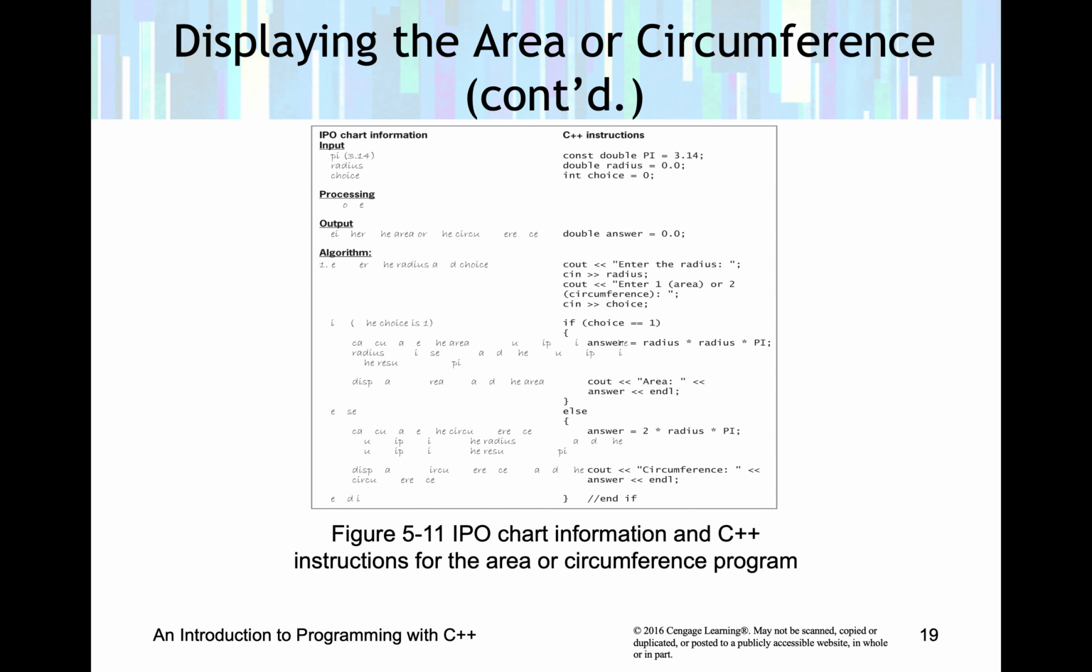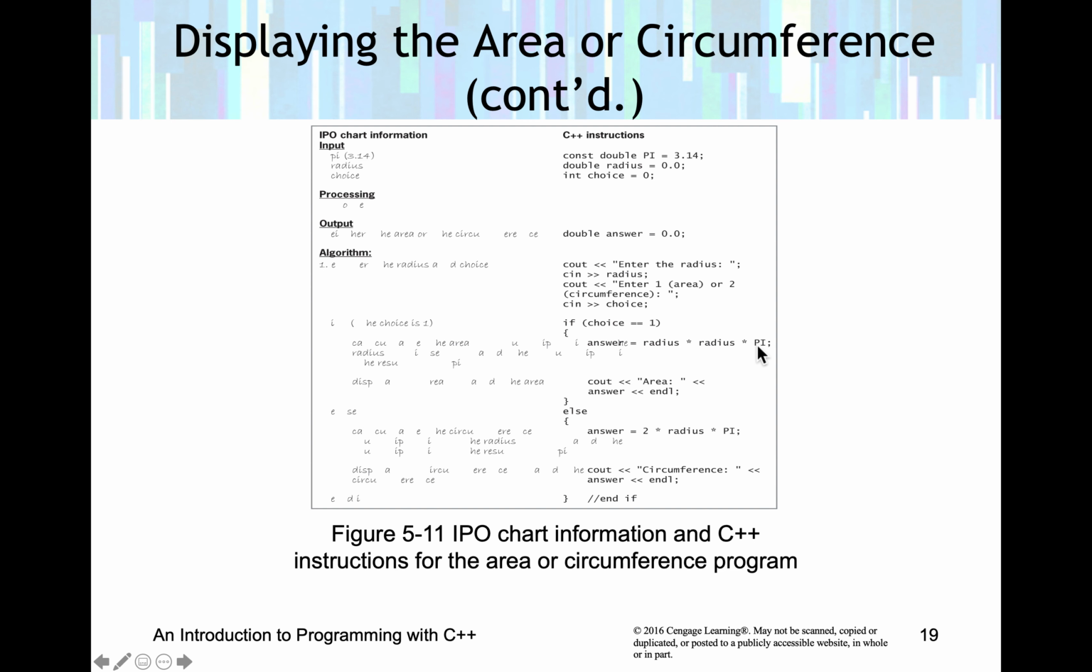If they enter 1, then it's going to have a certain calculation, which is the calculation for the area. And if they enter 2, they'll have the calculation for the circumference. So here's your if statement. If choice is equal to 1, two equal signs. Choice is an integer, 1 is an integer. These two data types have to match. If this is true, then answer equals radius times pi.